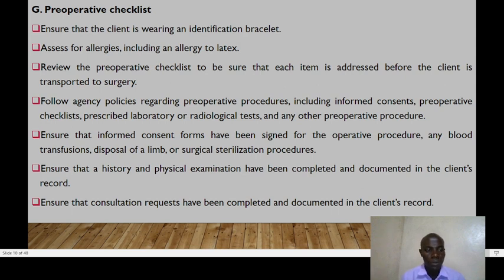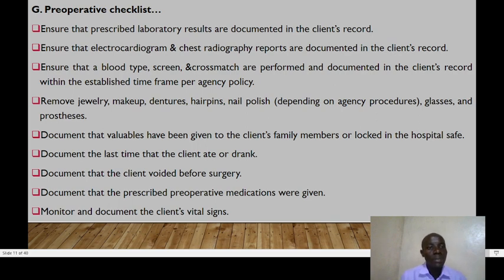Ensure that informed consent forms have been signed for the operative procedure. Any blood transfusion, disposal of a limb, or surgical sterilization procedures are included. Ensure that the history and physical examination has been completed and documented in the patient's record. Ensure that the consultation requests have been completed and also documented in the client's record. Ensure that prescribed laboratory results have been documented in the client's record. The electrocardiogram and chest radiography reports are also included.